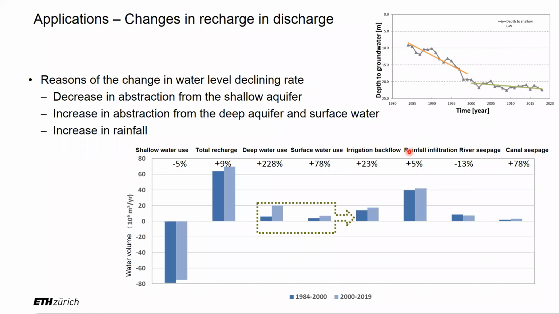And the box model can also be used to analyze the change in recharge and discharge components of the aquifer. We can answer one question. Looking at the water level history, since 2000, the groundwater level in shallow aquifers did not decrease as fast as before 2000. What is the reason? We can compare the period before 2000 and after 2000, and this is the result.